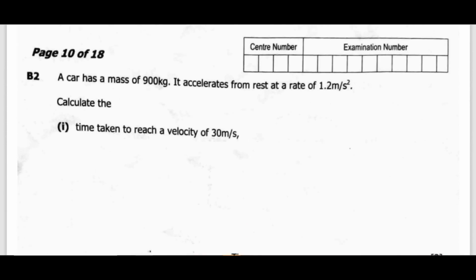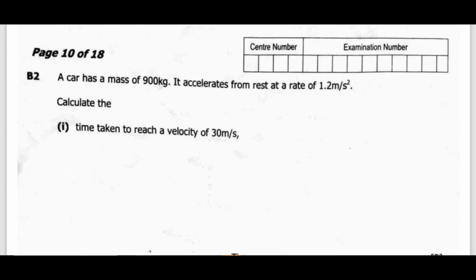Okay, we move to B2. A car has a mass of 900 kg. It accelerates from rest at a rate of 1.2 meters per second squared. Calculate the time taken to reach a velocity of 30 meters per second.